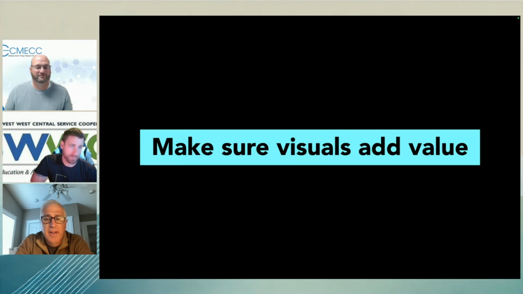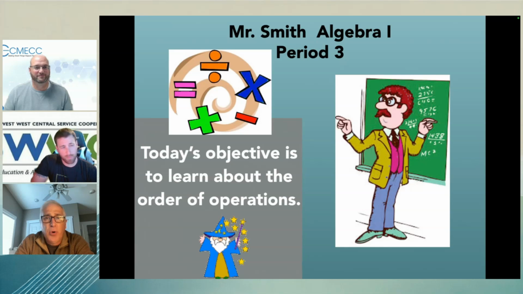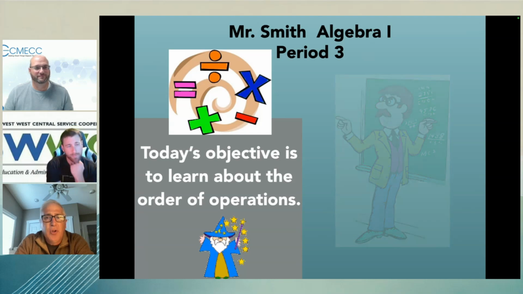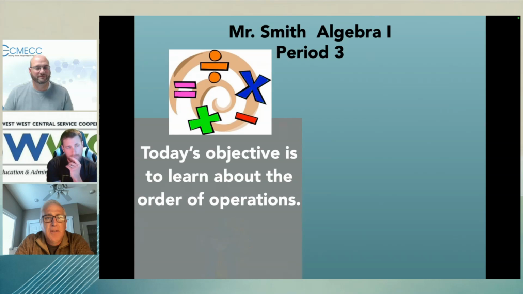And then the second mistake is oftentimes we see presentations where visuals are just put in there just to be put in there. There's no real value. Here's a poor example that I put together. The most important thing on this screen is the objective for the day, which is to learn about order of operations. But I've got all sorts of stuff going on here: my name, my class period, some cheesy clip art. If I start to get rid of some of these things, the learner can really focus on what's important.